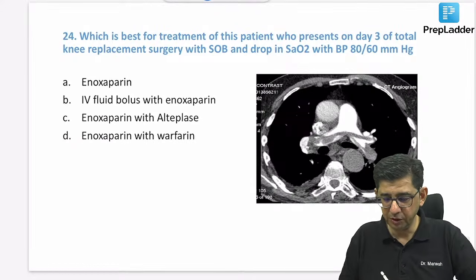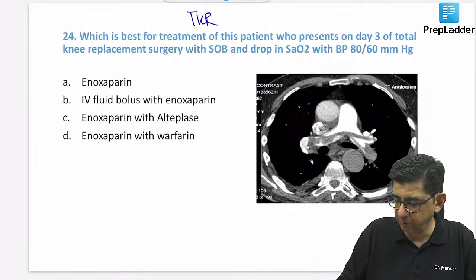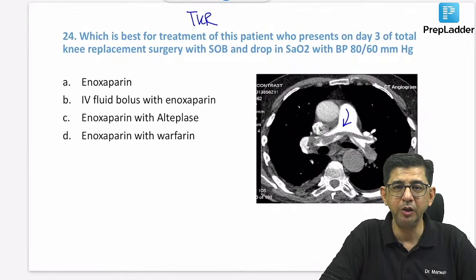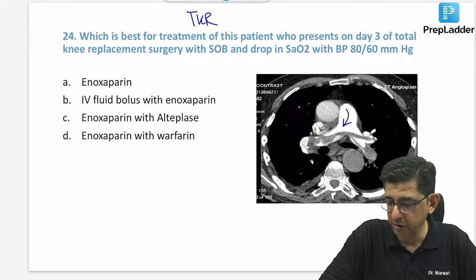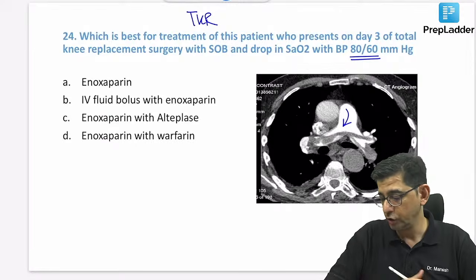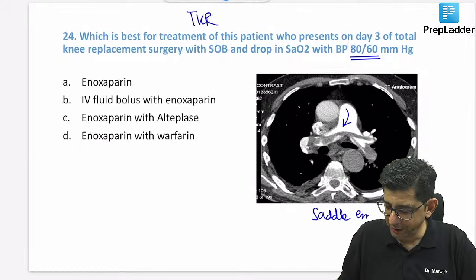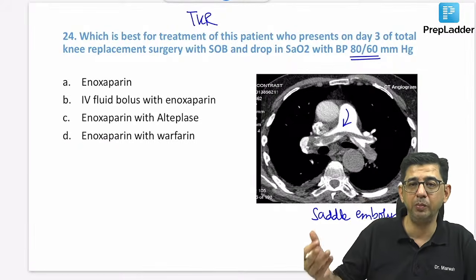So we have this patient who underwent a TKR, a total knee replacement. In this patient there was shortness of breath, and you can see the flood of comments that are coming. Hit the comment button, guys. The oxygen saturation of the patient has dropped, and there's hypotension occurring. This is a huge clot, like a saddle embolus, sitting at the bifurcation of the pulmonary artery.